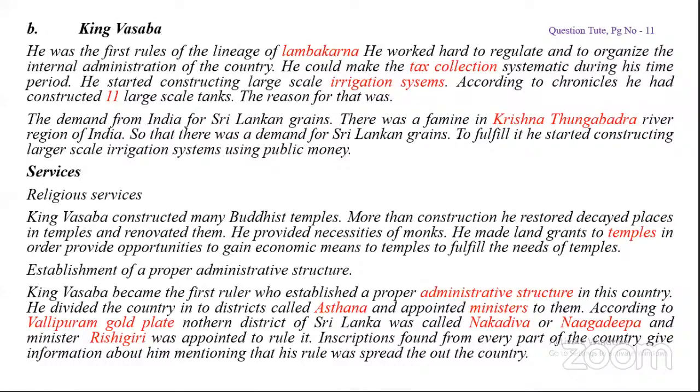He divided the country into districts called Aasthana. He appointed ministers. According to the Vallipuram gold plate, the northern district of Sri Lanka was called Nakadiva or Nagadeepa, and Minister Isigiri was appointed to rule it. Inscriptions found from every part of the country give information about him, mentioning that his rule was spread all over the country. So that's a model question.